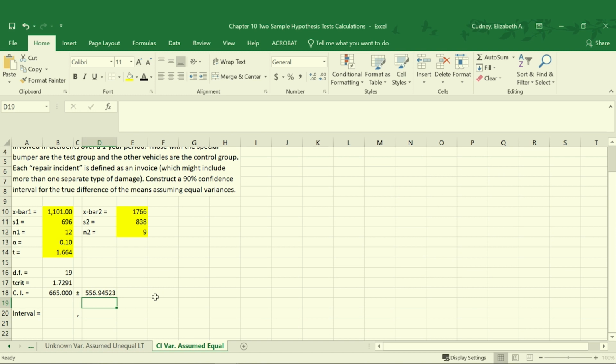556.94. So our interval then would be our average minus that second portion of the equation up to our average plus that second portion of the equation as well. So our 90% confidence interval for the price would be between $108 and $1,221.95.